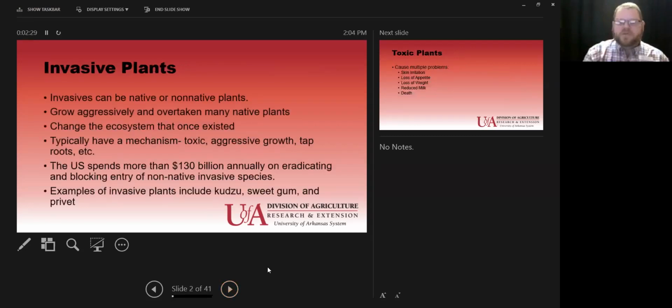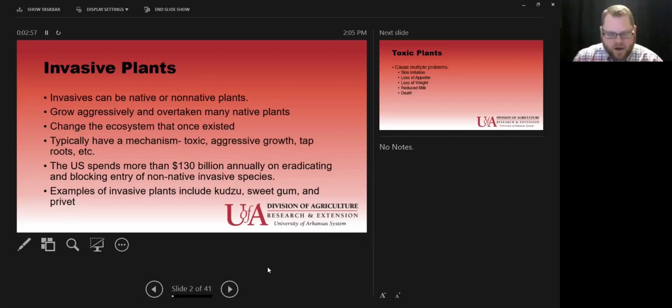So when we start out, we talk about invasive plants and what is an invasive plant. And many times when we talk about invasives, we think about them being non-native plants. But an invasive can also be a native plant. They show signs typically of growing very aggressively and overtaking other plants. And again, if it's a non-native, many times it takes over those native plants.